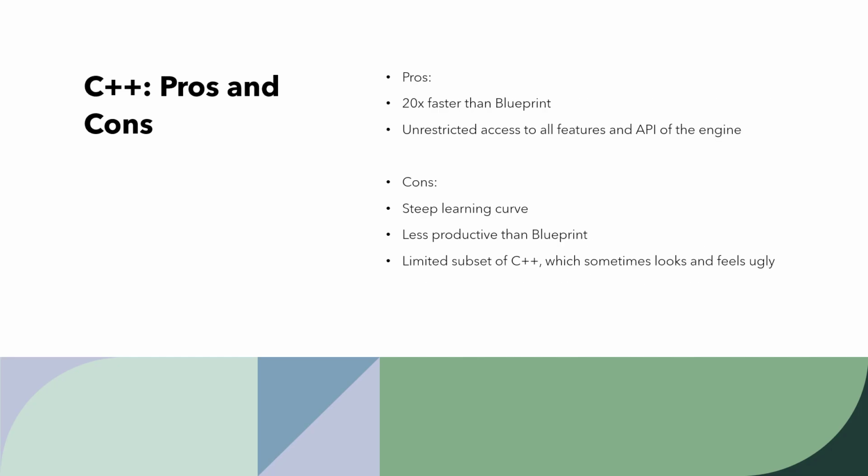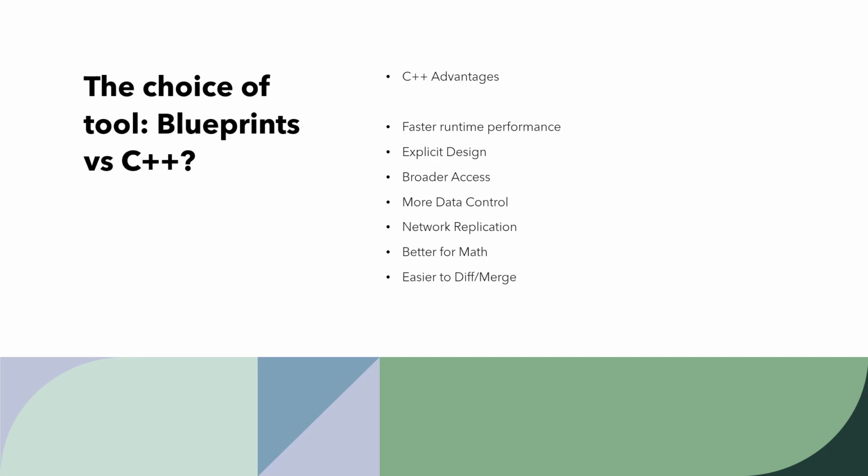So what about C++? The pros and cons of C++ being that it's 20 times faster than Blueprint. It has unrestricted access to all features and APIs of the engine, but it does have a very steep learning curve. It's less productive because you'll be spending all your time writing it, and limited subset of C++, which can look and feel ugly. So what should you choose?